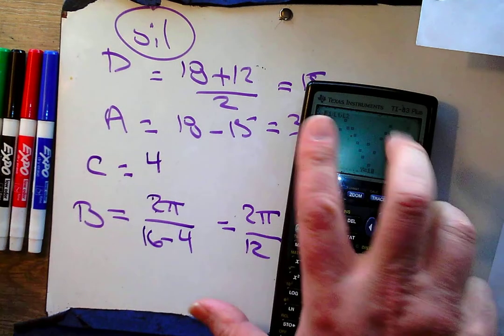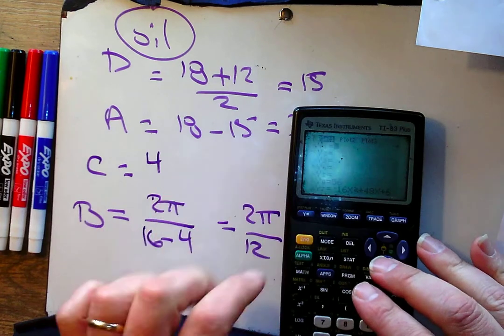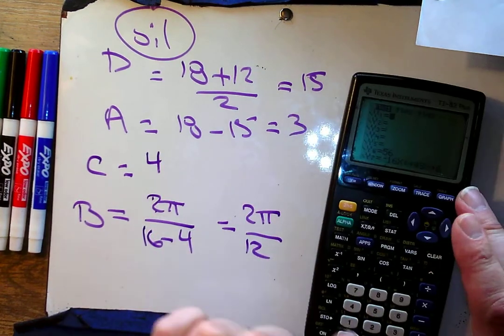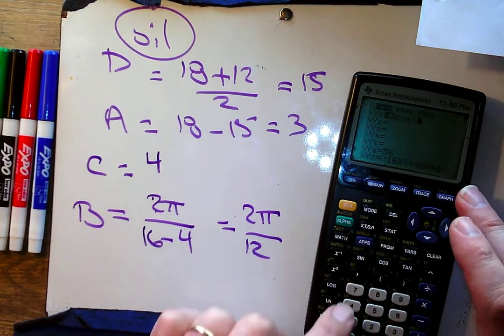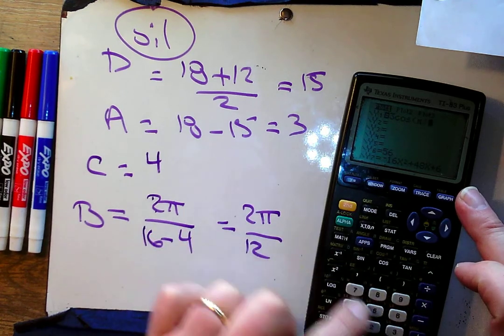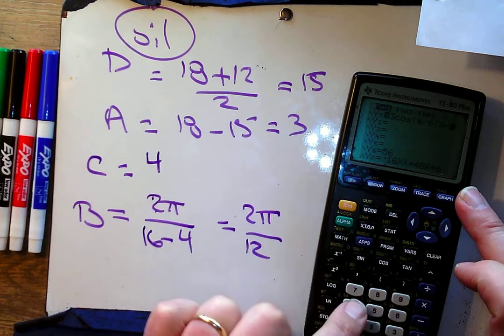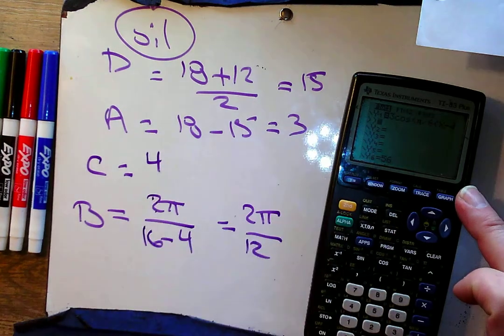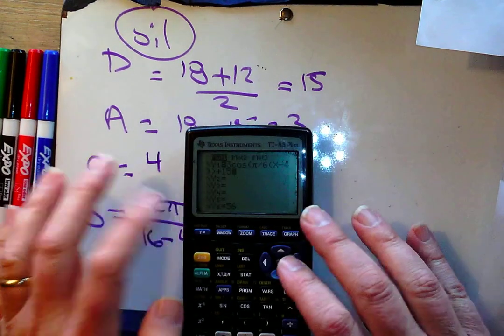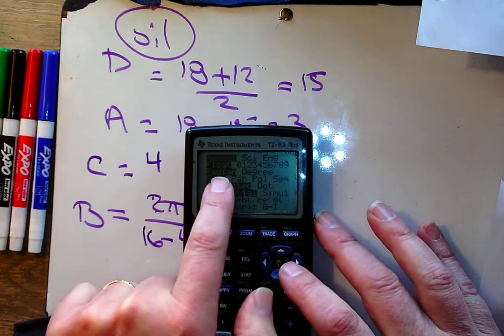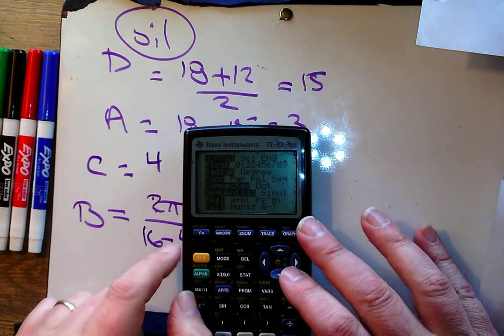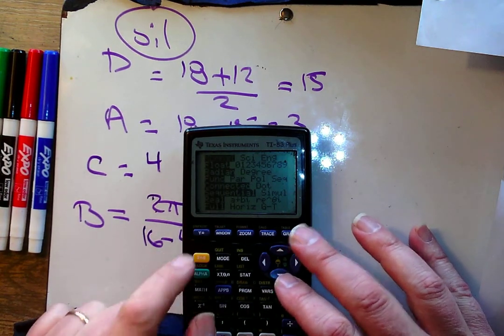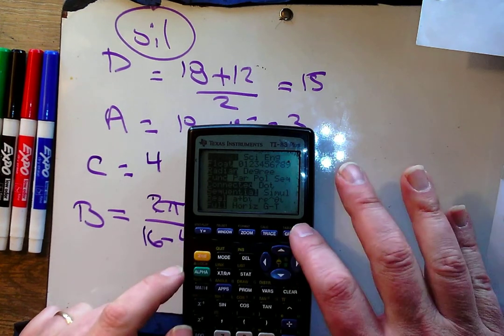Okay, so let's type that into y1 and see if we like it or not. 3 cosine pi over 6, x minus 4. Don't forget to close 2 parentheses there, plus 15. Remember to check your mode and make sure you're in radians. That's definitely something to think about. And graph.